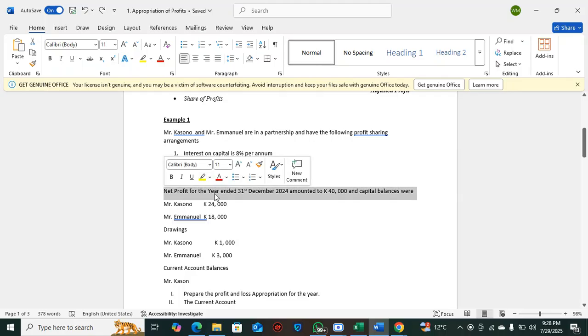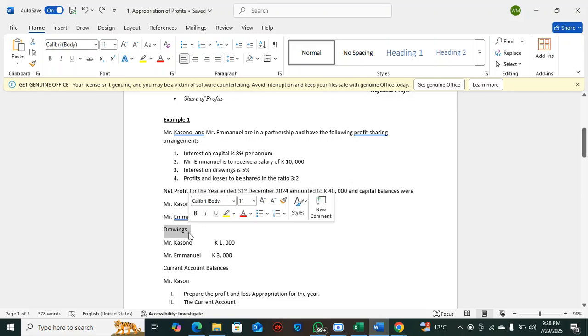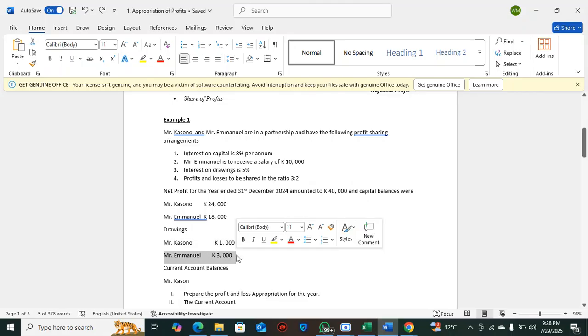Net profit for the year ended 31st December 2024 amounted to 40,000. And the capital balances were Mr. Casono 24,000, Mr. Emmanuel 18,000. And they've told us drawings, Mr. Casono 1,000, Mr. Emmanuel 3,000. And we've also got the current account balances.